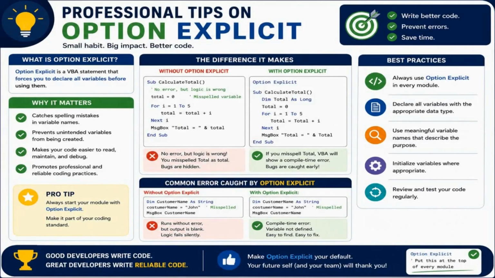As your application becomes larger, debugging it becomes more difficult. A project might contain multiple user forms, several modules, hundreds of variables, and 1,000 lines of code. At that point, small mistakes become very expensive. This is where Option Explicit acts like an early warning system. It helps catch errors before users even see them. That's one of the reasons why professional VBA developers consider it essential.